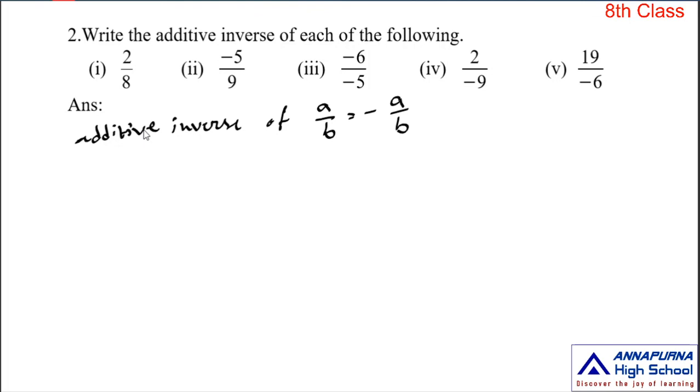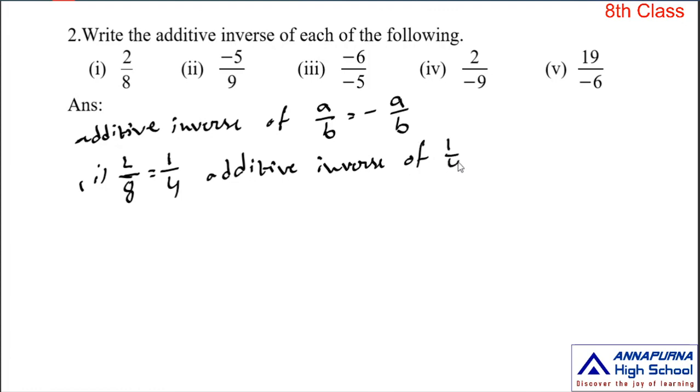Okay, first we verify that the given rational numbers are in standard form or not. That means the denominator is a positive integer and the numerator and the denominator have no common factor other than 1. So let us take the first one, that is 2 by 8. It is not in standard form. Why? Because there is a common factor in numerator and denominator. So simplify it. It is equal to 1 by 4. So what is the additive inverse of 1 by 4? It is equal to minus 1 by 4.